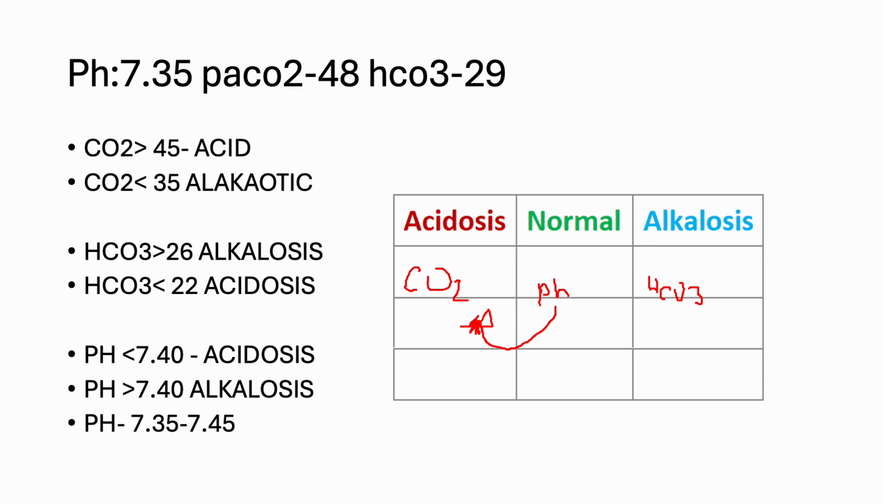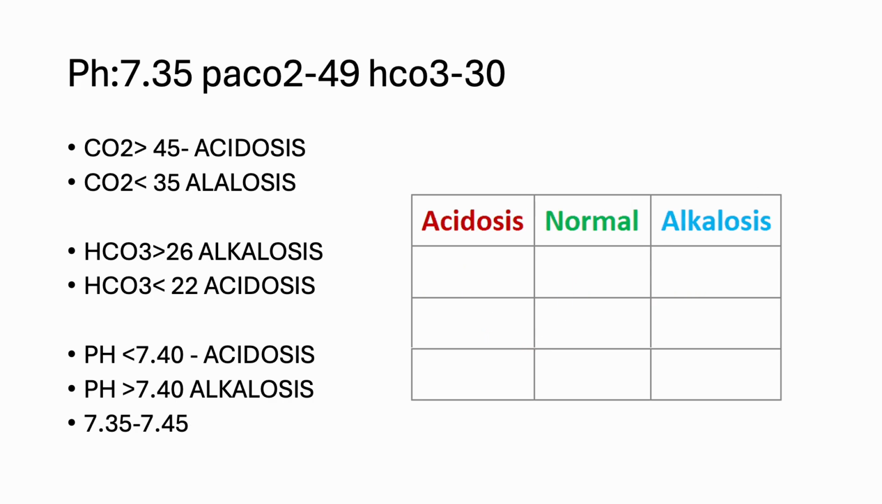So this patient is experiencing respiratory acidosis. Now, is there compensation going on? Yes. Why is there compensation going on? Because the bicarb is also out of whack. But what type of compensation do we have going on? We have full compensation going on. And how do we know that? Because the pH is normal. If the pH is normal, there is full compensation going on. So the answer is respiratory acidosis with full compensation.